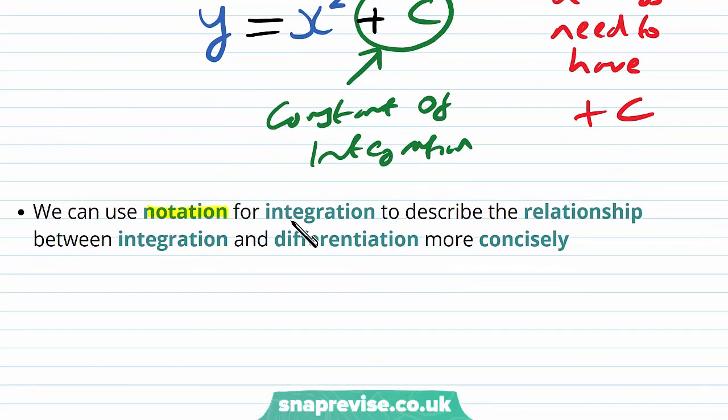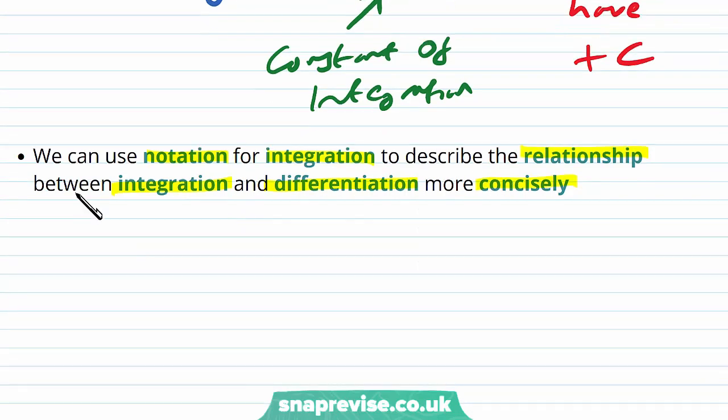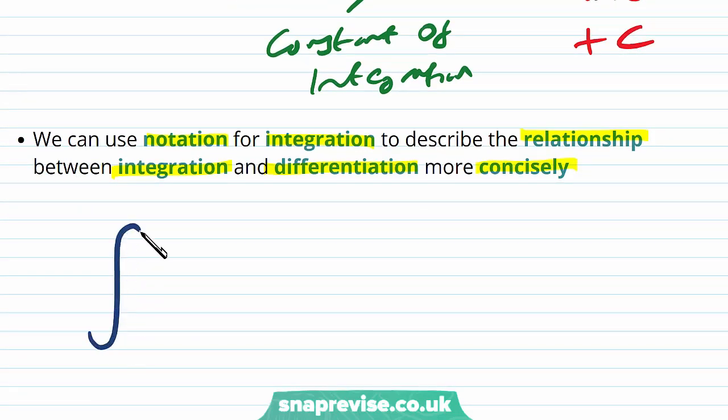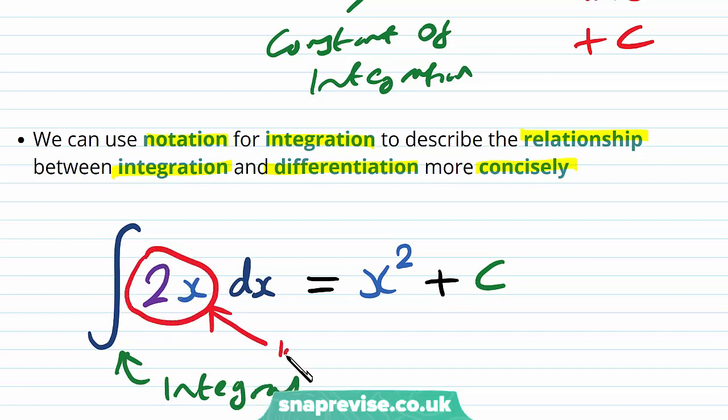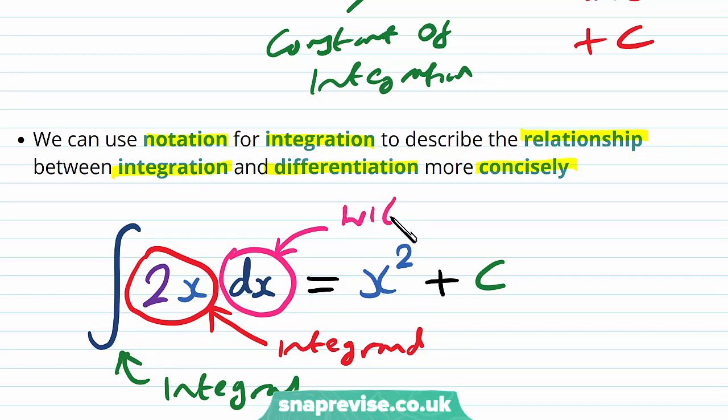We can use notation for integration to describe the relationship between integration and differentiation more concisely. We write the integral of 2x dx is equal to x squared plus c. This is the integration symbol called the integral. The thing that we're integrating is often called the integrand. This dx symbol just means that we are integrating with respect to x.